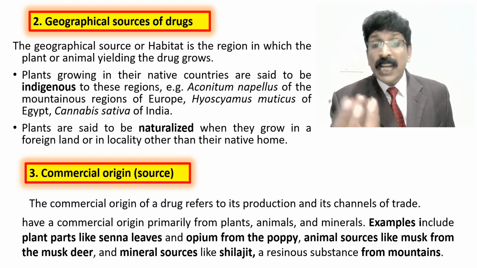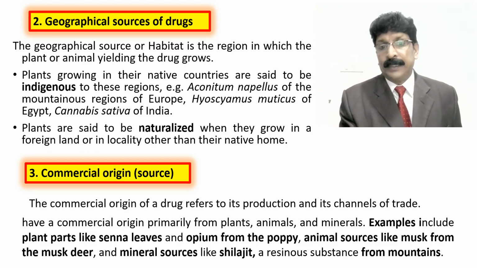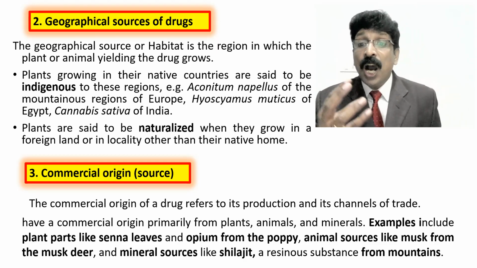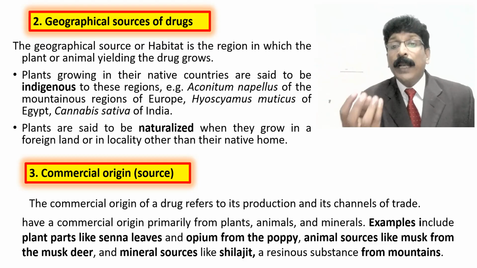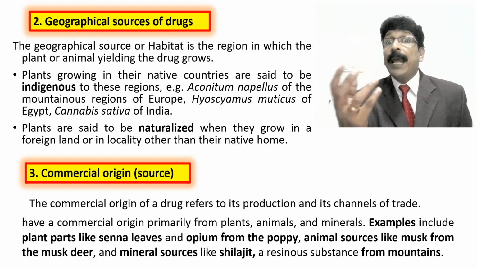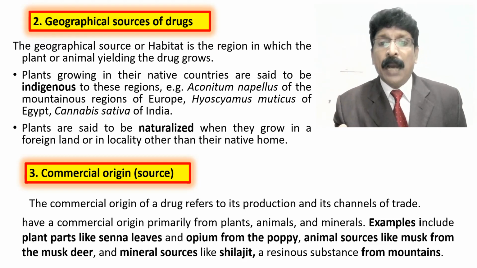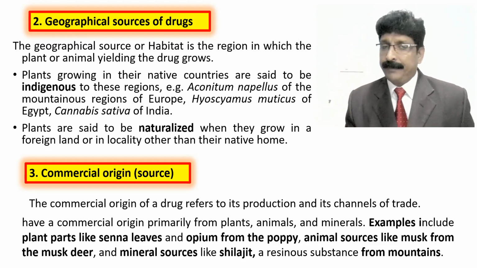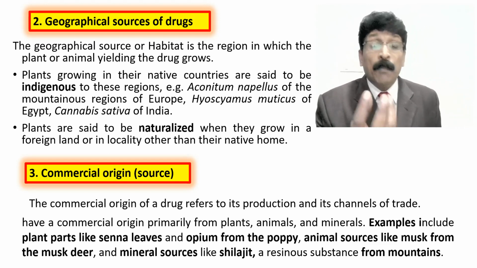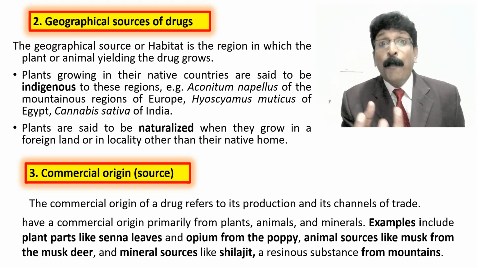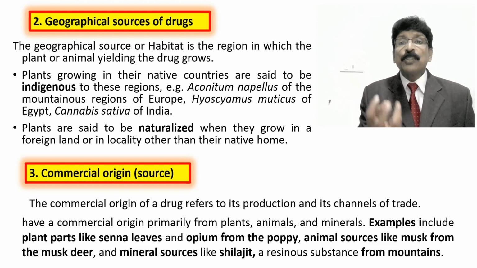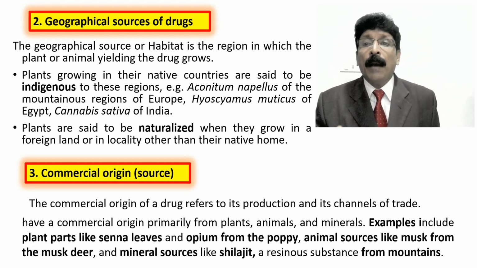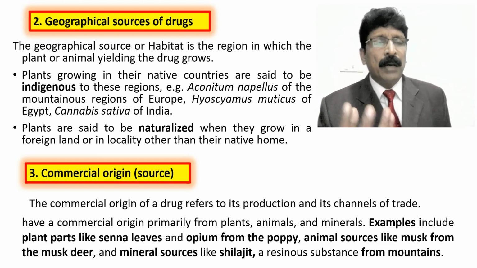And the mineral source like shilajit is a mineral which is available in the Himalayan mountain area. So the mountain area is the commercial area, and resinous substance from mountains, when you take it from a certain area, that is also commercial origin, a particular place. So this is called commercial origin. The student should write very clearly about the origin. This is the definition about pharmacognosy.